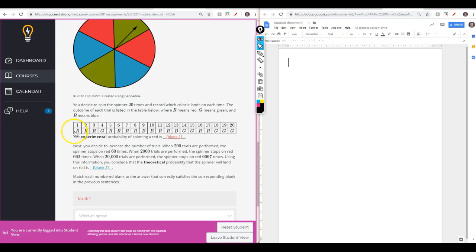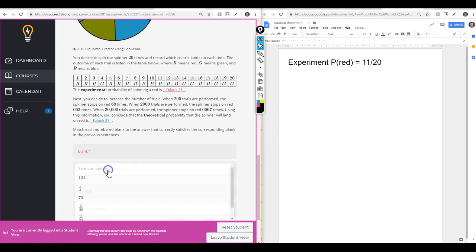Okay, experimental comes from the actual experiment that you run. So, how many red are there? 1, 2, 3, 4, 5, 6, 7, 8, 9, 10, 11. So the experimental probability of a red is equal to 11 out of our total 20. So blank 1 would be 11 out of 20.